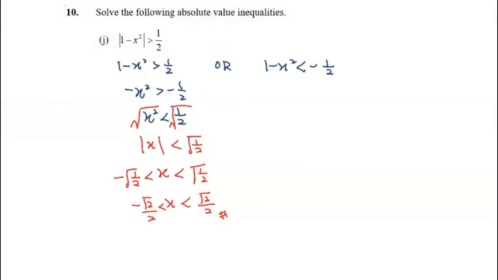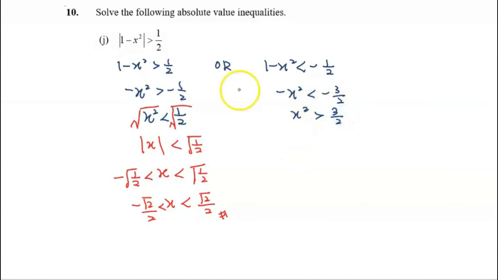Now we move on to the right hand side. So same also, negative x squared will be less than negative 3 over 2. When I divide by negative, I change the sign, it becomes positive. Then I square root both sides. So when I square root both sides, I will get back square root and square, which is a form of modulus of x, greater than square root 3 over 2.